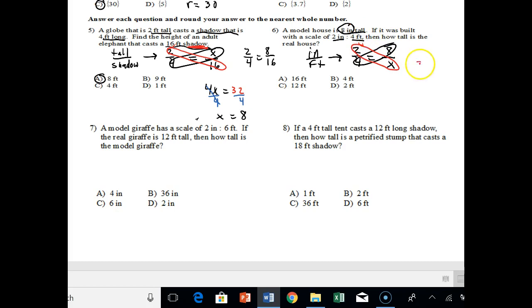So now we'll go ahead and say 4 times 8 and 2 times x. So we get 2x equals 32. Divide both sides by 2. And we get our answer of x equals 32 divided by 2, which is 16. A. Okay? I'll let you do these last two, 7 and 8, in Edpuzzle. That's the end of part 2.